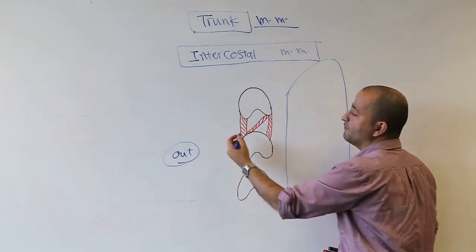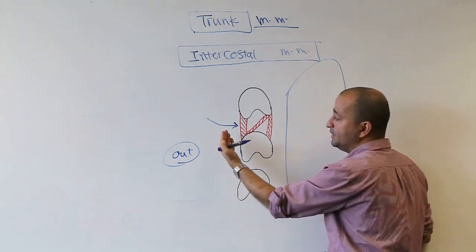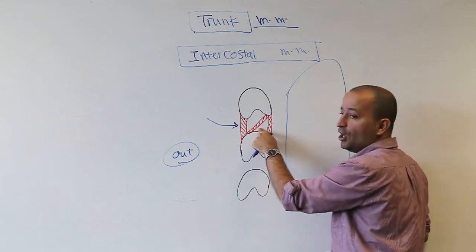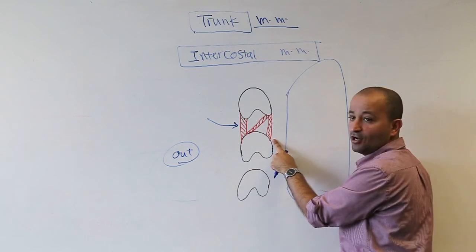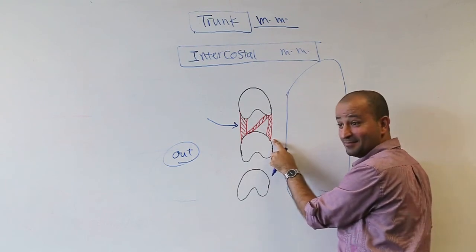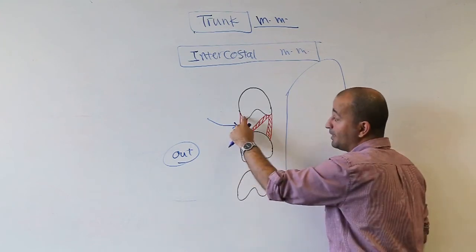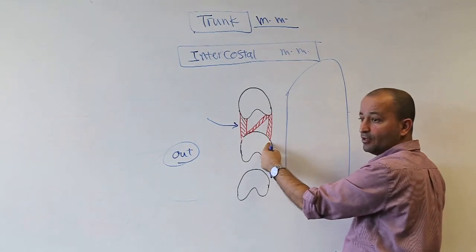Let's make a name for these muscles. This one is called the external intercostal muscle. This one is called the internal intercostal muscle, and this one is called the very internal intercostal muscle. I'm serious. So this is external, this one is internal, this one is very internal.